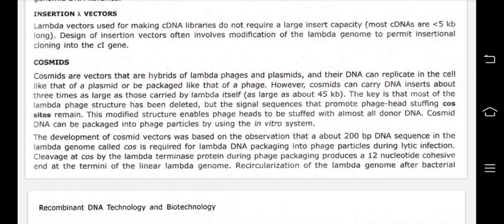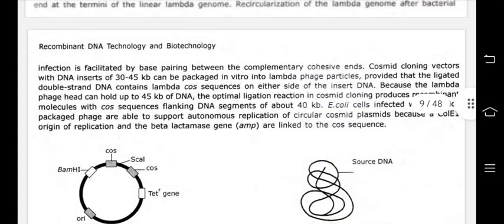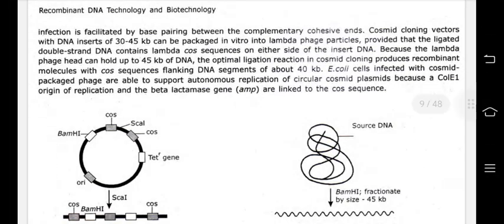The development of cosmid vectors was based on the observation that an about 200 base pair DNA sequence in the lambda genome called cos is required for lambda DNA packaging into phage particles during lytic infection. Cleavage caused by the lambda terminase protein during phage packaging produces a 12 nucleotide cohesive end at the termini of the linear lambda genome. Recircularization of the lambda genome after bacterial infection is facilitated by base pairing between the complementary cohesive ends.